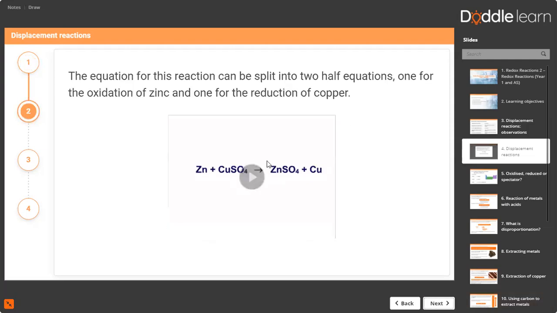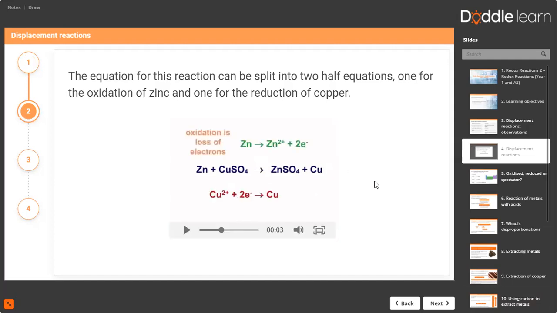So the equation for this reaction, like we said before, can be split into 2 half equations, one for the oxidation of zinc and one for the reduction of copper. Oxidation is the loss of electrons. So zinc goes from Zn to Zn2+ plus 2 electrons, and we know that because of the charge that would be needed. And in the bottom one, we go from Cu2+ plus 2 electrons to Cu, and that is our reduction, our gain of electrons. We can work out this has happened because of our charges.